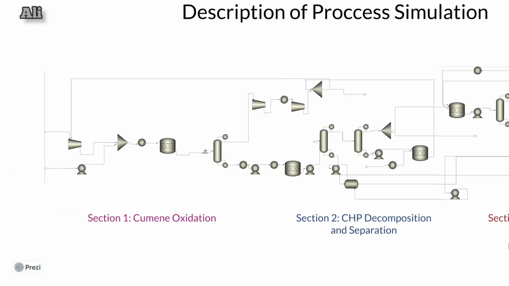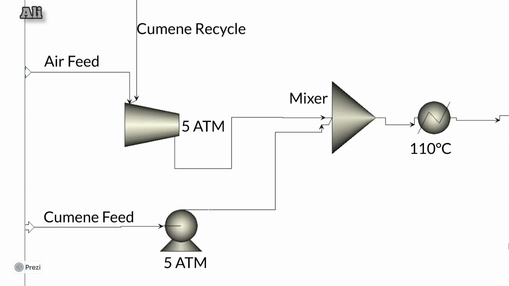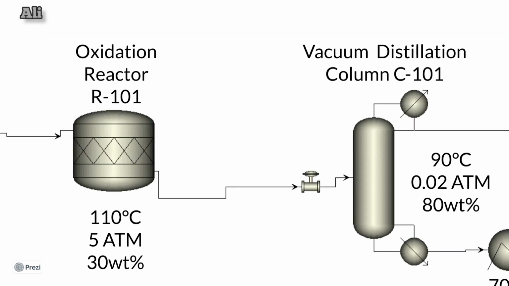Section 1. Cumene oxidation. In this section, cumene and air are fed into the process at 25 degrees Celsius and 1 bar. The cumene stream is pumped to 5 atmospheres, whilst the air stream is mixed with the cumene recycle stream and also compressed to 5 atmospheres. The streams are mixed and cooled to 110 degrees Celsius and then fed to the oxidation reactor, which produces CHP at approximately 30 weight %.